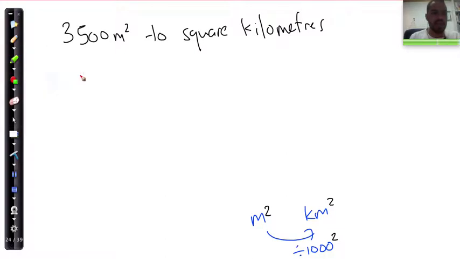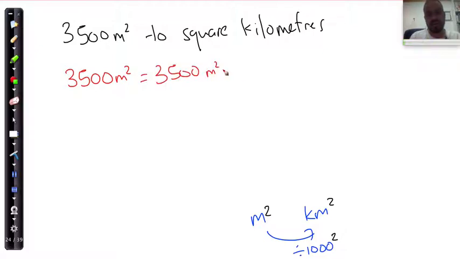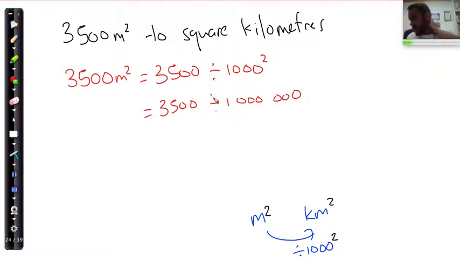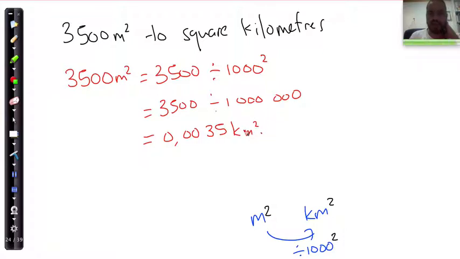And if I have to put that down, I'm going to say, okay, that's 3,500 square meters is equal to 3,500, let's leave out the square meter there because we've put it in the beginning, divided by 1,000 squared, right? 1,000 times 1,000, that's a million. So that's going to give me 3,500 divided by 1 million. And if I divide that by 1 million, I get 0.0035 square kilometers, or kilometers squared. Okay, that's example A. Let's look at B.